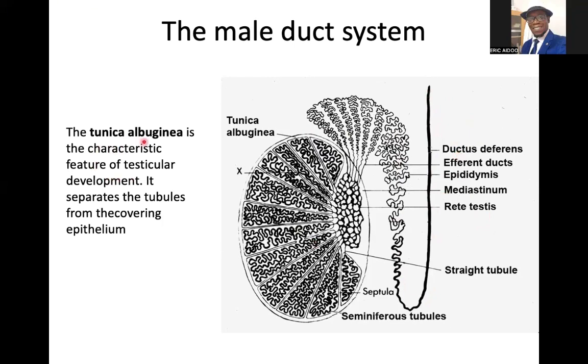So I made mention of the importance of the tunica albuginea as a landmark or a significant feature that separates the testicular tubules from the covering epithelium. The tunica albuginea is the characteristic feature of testicular development. It separates the tubules from the covering epithelia.